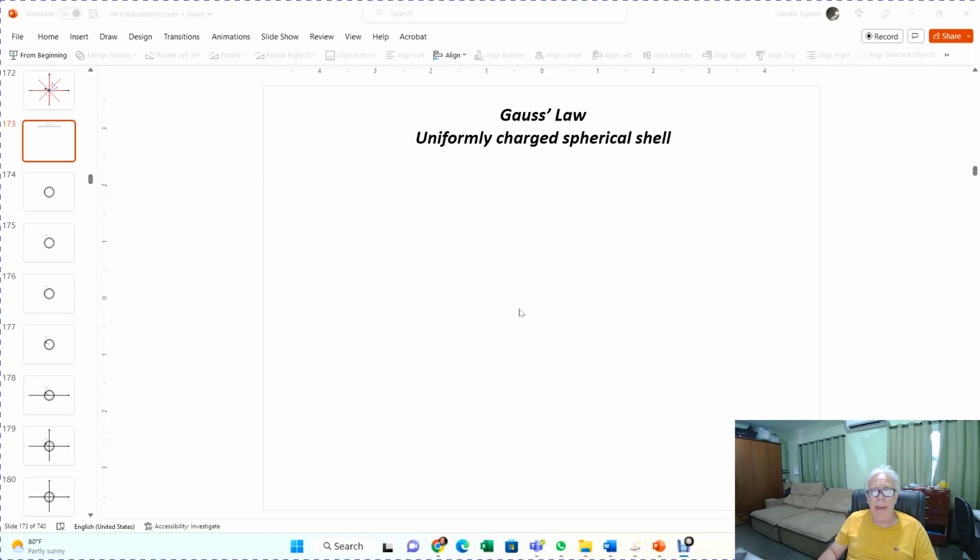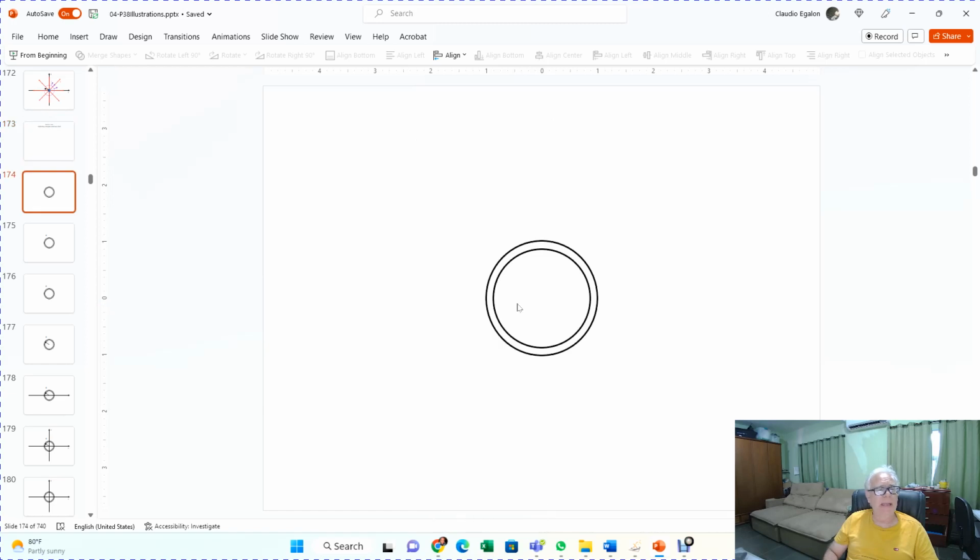Now we will apply Gauss's law to a uniformly charged spherical shell. How does it look like? Well, my spherical shell looks just like that. Radius r and net charge q. Here you go. The charges are distributed throughout a very thin layer of the shell. This layer can be considered negligible.